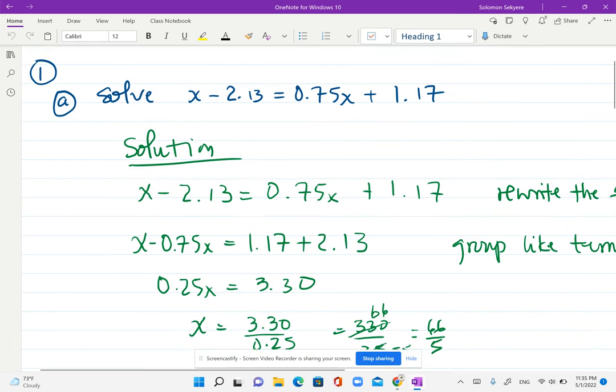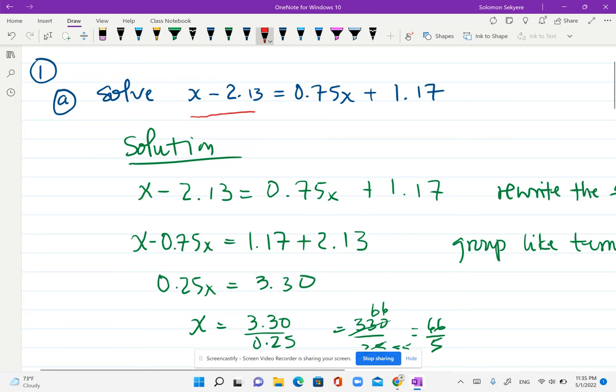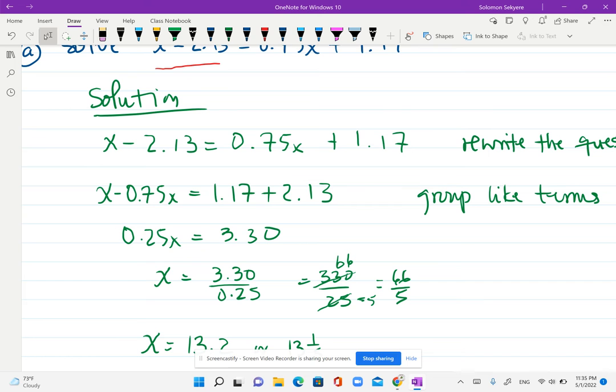Okay, let me quickly explain the problems that I gave today. Okay, so the first one is solve this equation here: x minus 2.13 is equal to 0.75x plus 1.17. Okay, so start by rewriting the question.